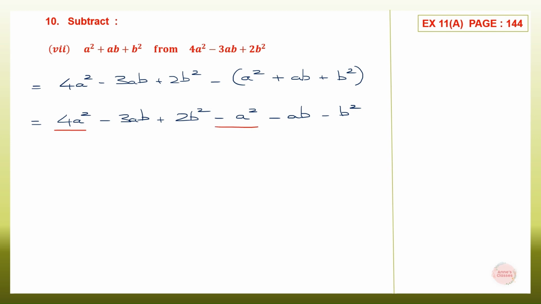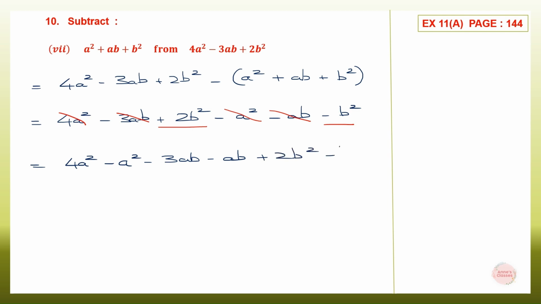Let's get the like terms. 4a square minus a square. Let's write it together. 4a square minus a square. Next one, minus 3ab minus ab. Then the last one is plus 2b square and minus b square. Now let's get all the like terms together. So this is 4a square minus a square. That means 4 minus 1. If you take only the numbers, it is 4 minus 1, which is 3. So 3a square. Next one is minus 3ab minus 1ab.